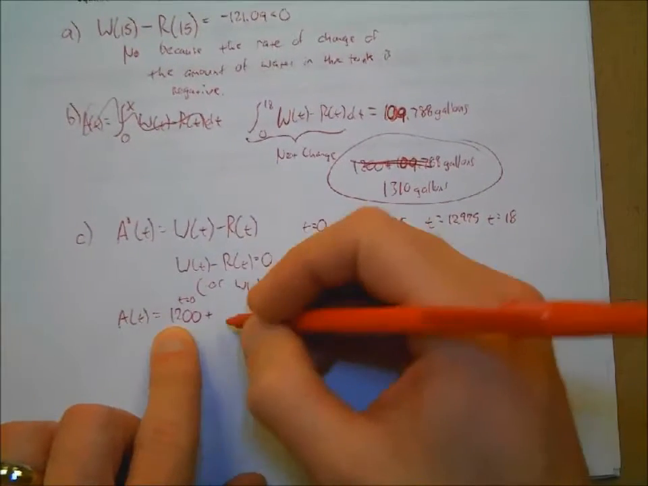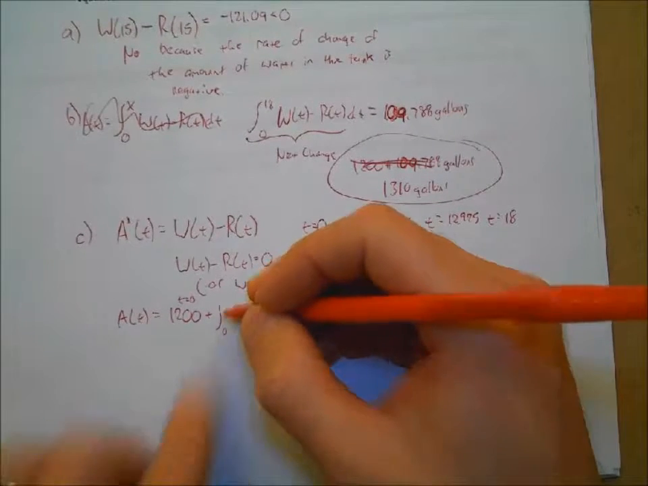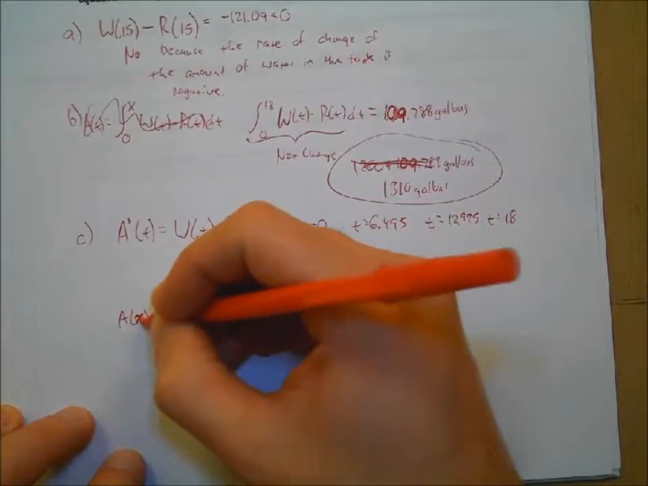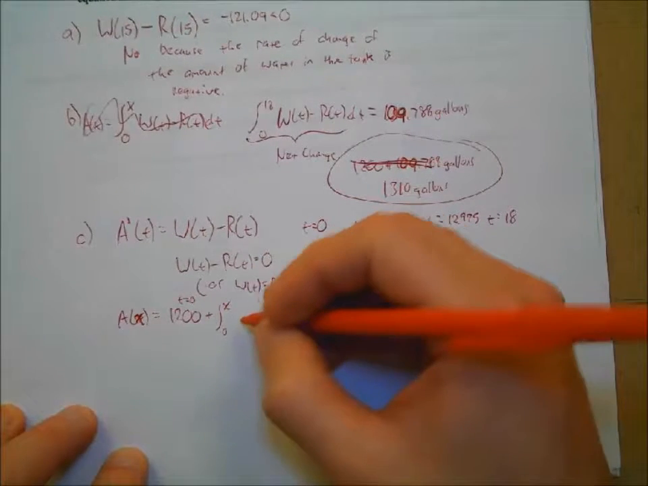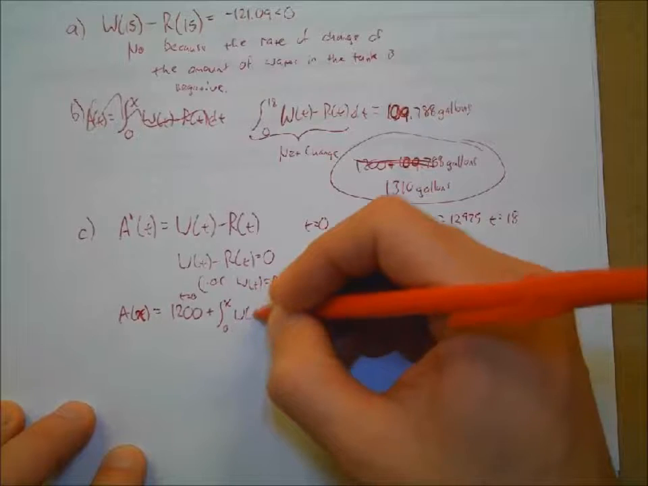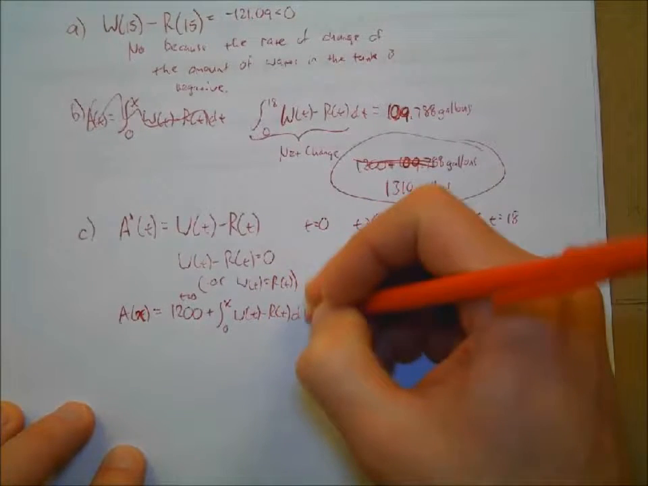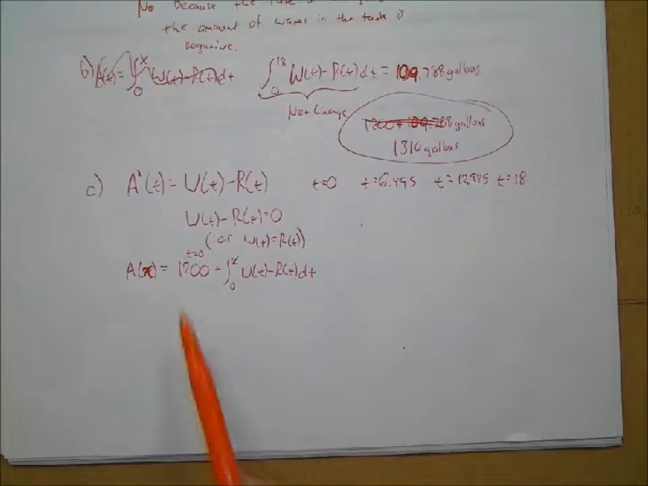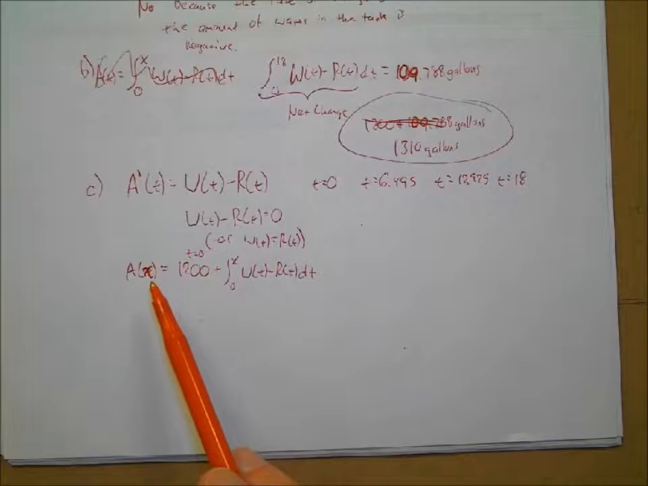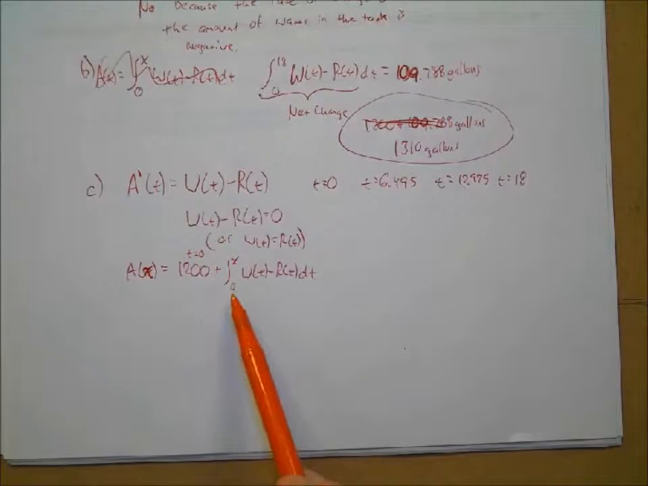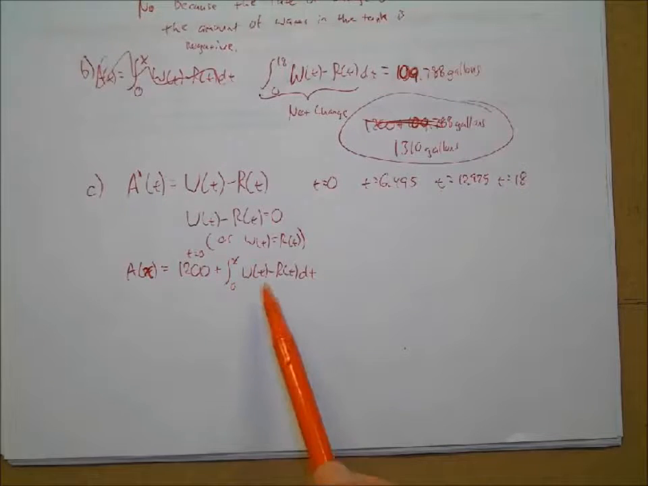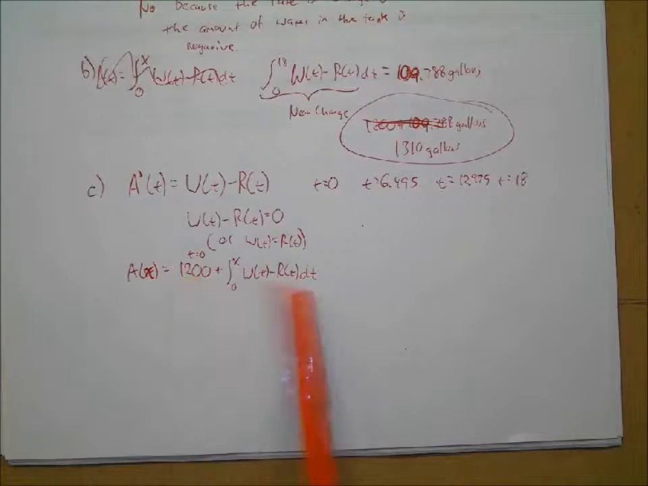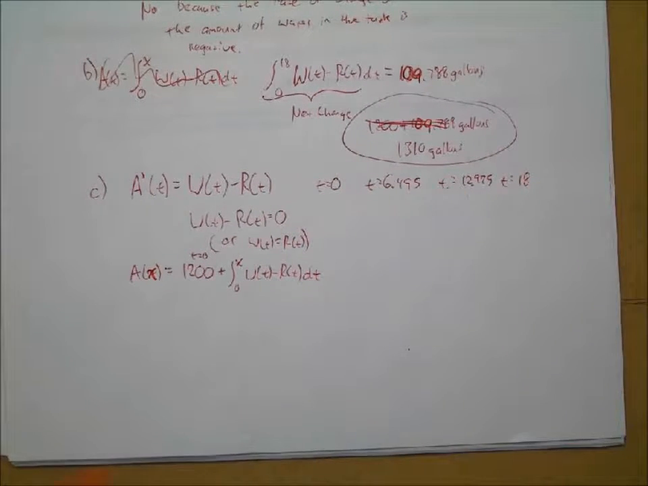And we're going to add to that the net change from 0 to, maybe I should call this X instead. So from 0 to X of W of T minus R of T dt. So this is a function that will describe the amount of water in the tank at any time X. So we start with the 1,200 and we add to it the net change from 0 to that particular X value of the water in rate minus the water out rate, dt. And so then we want to evaluate this for all 4 of these to determine which one is going to be the absolute minimum.